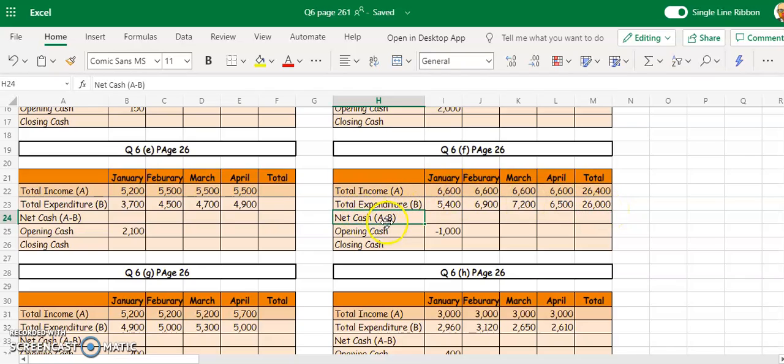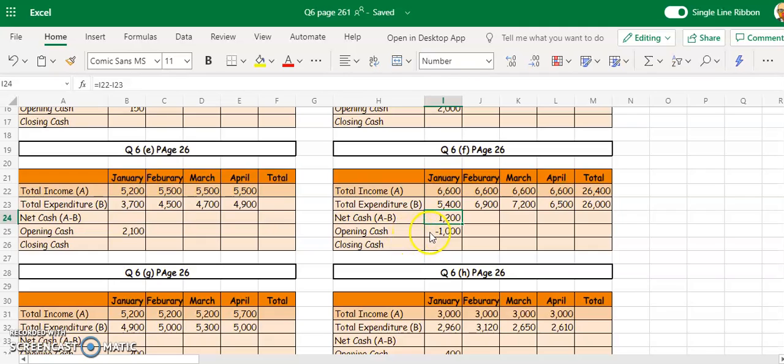So your net cash tells us here A minus B. You're going to take our total income for each one of the months and take away our total expenditure for each one of the months to see how much we've left over in that month. So for January, A, 6,600, B, 5,400. You're going to take 5,400 away from 6,600. You can use your calculators for this. 6,600 minus 5,400. And at the end of the month, we're going to be left with 1,200 left over. That's what's left over after the money coming in and the money going out.